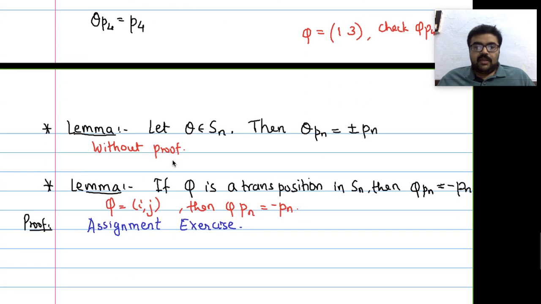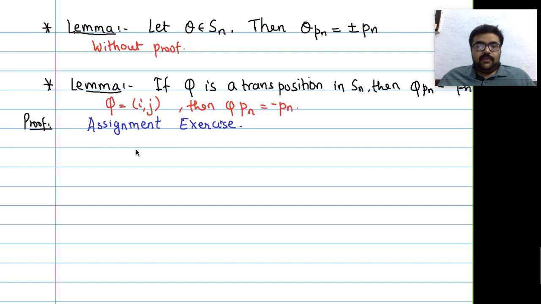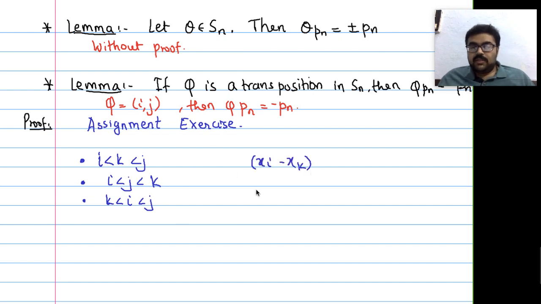So you will have three cases. I can give you a hint. The first case is i less than k less than j. The second case will be i less than j less than k, and the last case will be k less than i less than j. Something like this you have to consider. Then there are three terms. What happens to xi minus xk, and xi minus xj, in all these three cases? Xi minus xk is going to be the same, and here there is xk minus xi in Pn, because k is less than i, so it is going to be this.